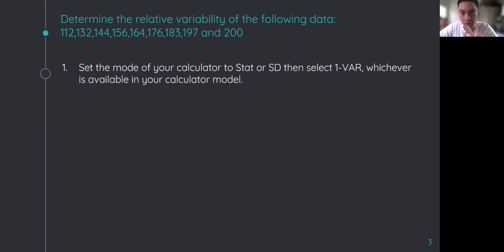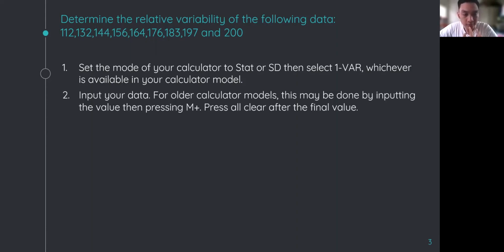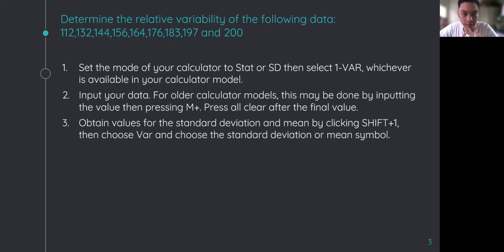You can set the mode of your calculator to stat or STAT, then select one var or one variable, whichever is available in your calculator model. The next step is to input your data in each row. For older calculator models, this may be done by inputting the value, then pressing M+. After you have inputted all your values, you can press AC after the final value. Then, to obtain the values for the standard deviation and mean, you can press Shift 1 or Shift Stat, then choose var, and choose the standard deviation or mean symbol.